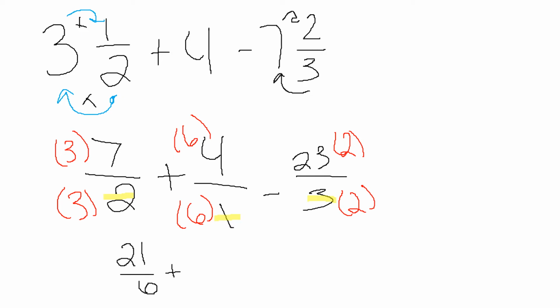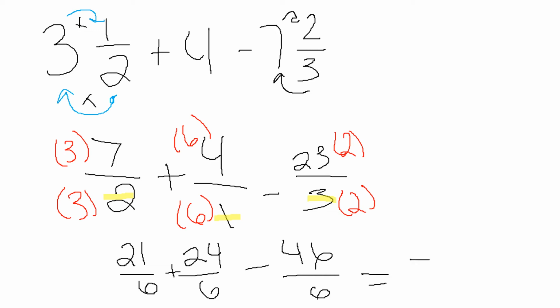6 times 4 is 24 over 6 minus 23 times 2, which is 46 over 6. And now I simply add or subtract my tops, keep my bottom. So 21 plus 24 is 45, minus 46 is negative 1. So my answer is negative 1 over 6.